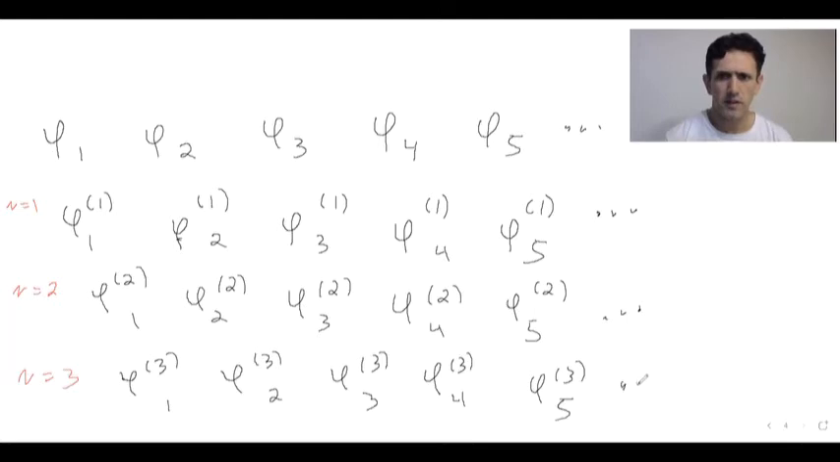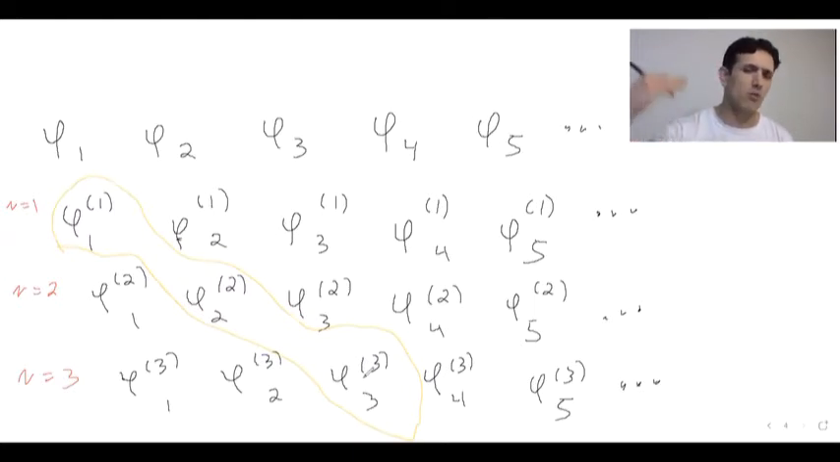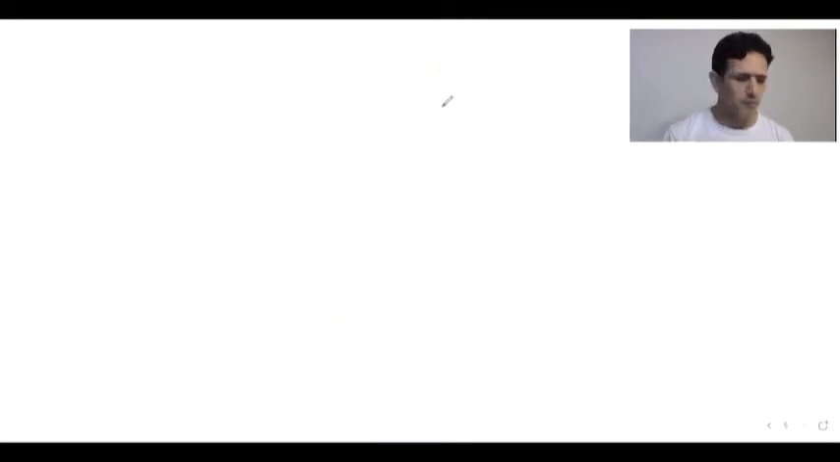So we just take the diagonal element: phi 1 1, phi 2 2, phi 3 3. So you'll notice that each phi jj is an element of any row above it somewhere. Each row is a subsequence of the previous row. So what does that tell me?